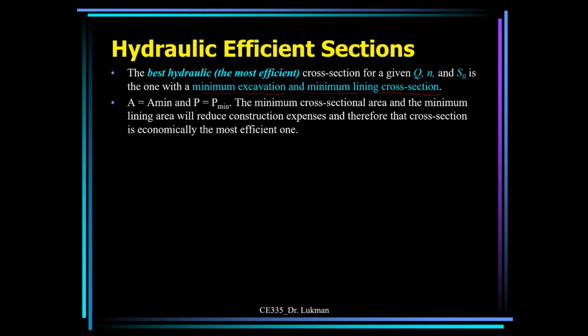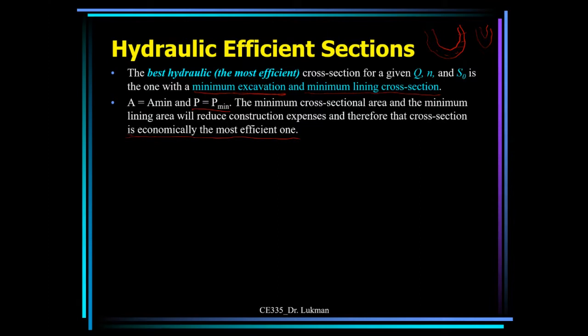So here, in order to have minimum excavation and minimum lining cross section, the area has to be minimum. The area has to be minimum to have minimum excavation. This area is different from this area, isn't it? So the volume of excavation reduces, and that will reduce the labor cost. For minimum lining cross section, the wetted perimeter has to be minimal, because if you are going to line with concrete, the lining cross section is a function of the wetted perimeter. So the minimum cross sectional area and minimum lining area will reduce construction expenses, and therefore that cross section is economically the most efficient one.